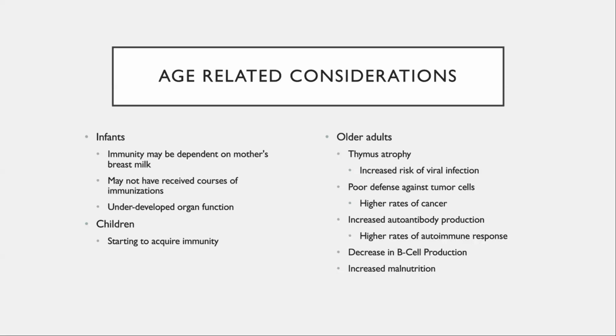Children start to acquire immunity, and in older adults, we see a lot of mechanisms that decrease their immune response. This is things like atrophy of their thymus, so this increases their risk of viral infections. They have poor defense against tumor cells, so they have higher rates of cancer. They have increased autoantibody production, so they have higher rates of autoimmune responses. We also see a decrease in B cell production and increased malnutrition, which impacts our immune system's ability to fight infection.